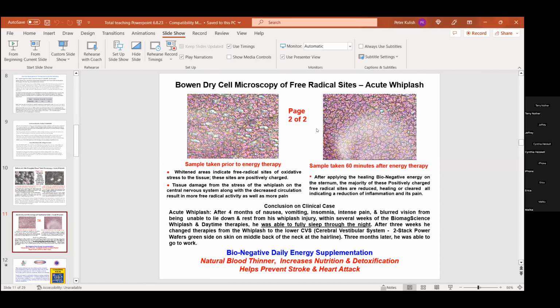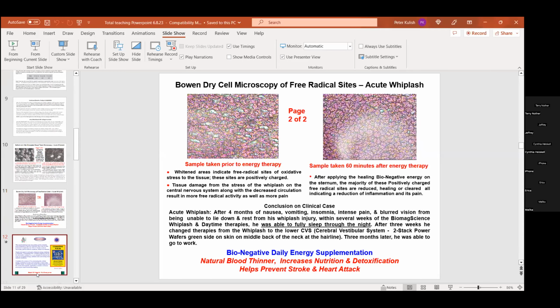Pardon the picture on the right, but you can see on the left the free radical sites, the oxidative stress. And then after 60 minutes, you see there's quite a reduction in the size of it. This is highly worthy and part of the response of bionegative energizing of the body. It's just wonderful, remarkable what the energy can do.